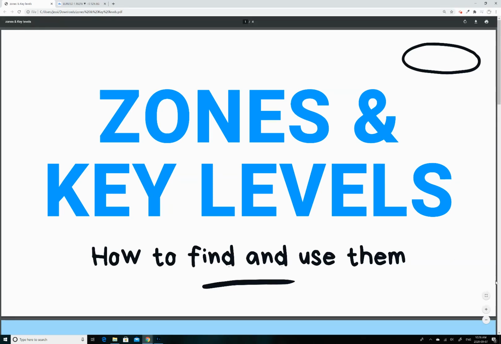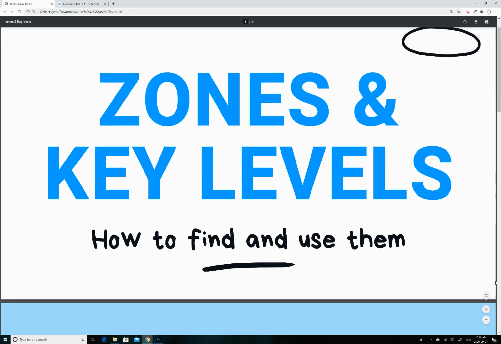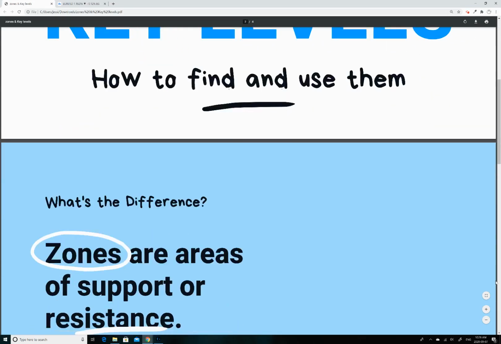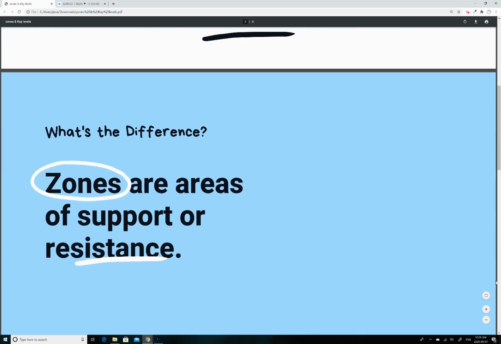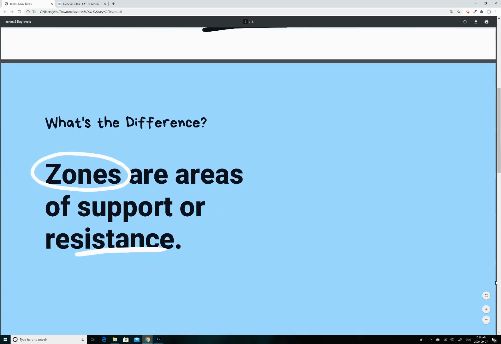So yeah, guys, today we're going to look at zones and key levels. I thought I had a video on this filmed previously, but I don't. So I have a little bit of a write-up here, but nothing too much. We're going to do most of it obviously on the charts. I just want to quickly point out what the difference is.